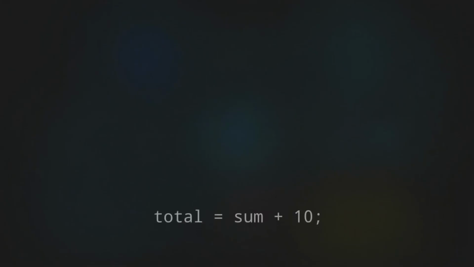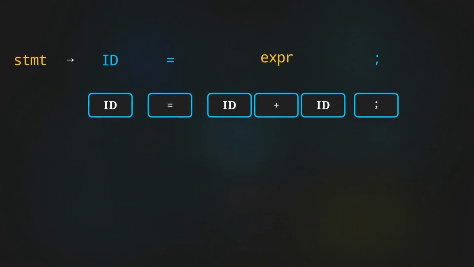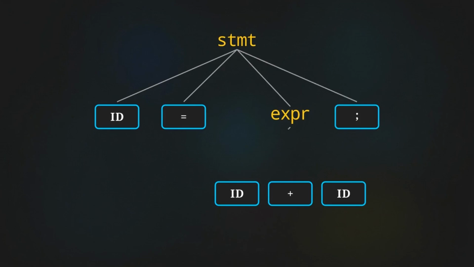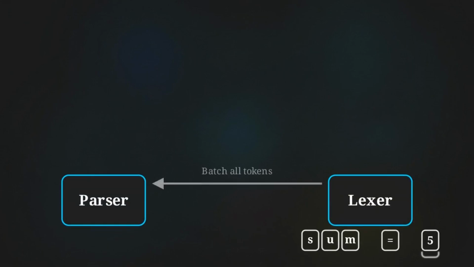The parser takes over from here. It ignores the original characters and evaluates only the tokens, checking them against the language's predefined grammar. If the tokens follow the rules, the parser connects them into a parse tree, which defines the structural relationship of the code. This doesn't happen in a single batch.